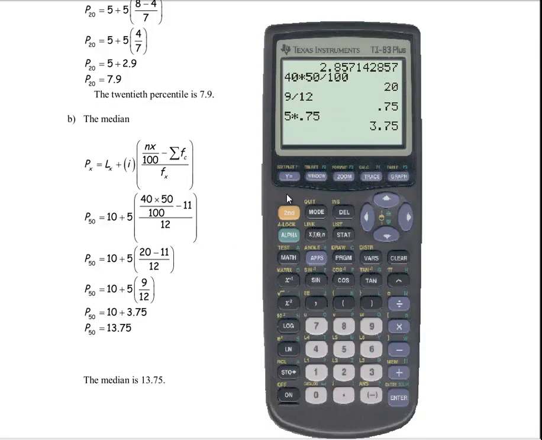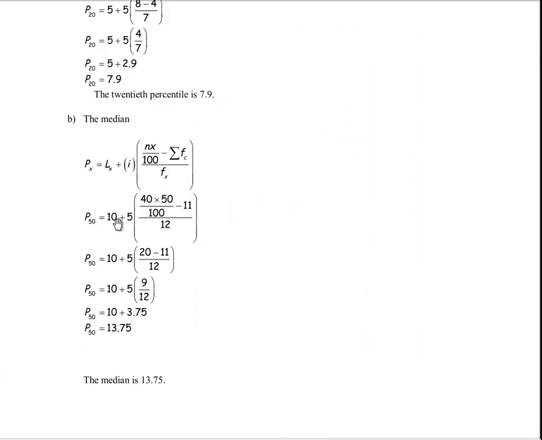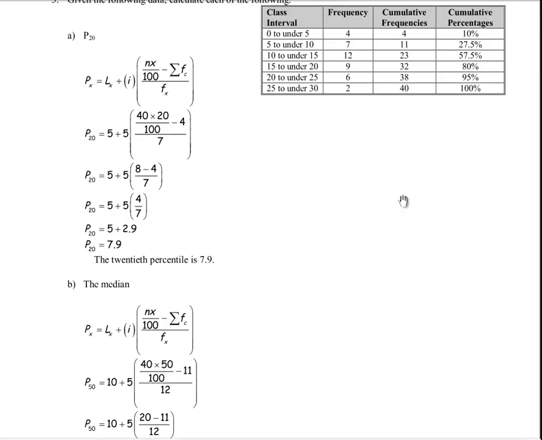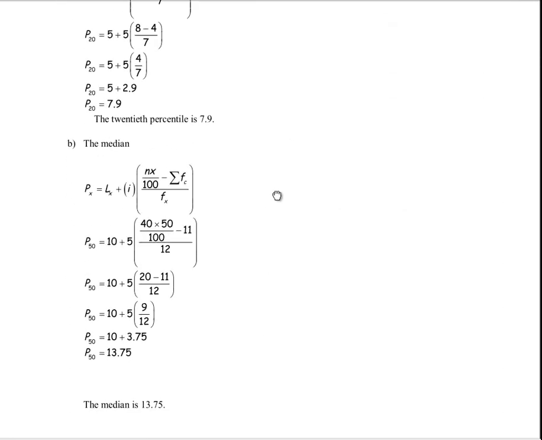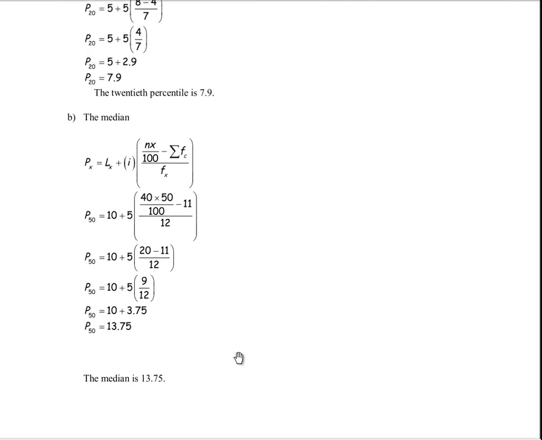I'm not sure if I talked about the 10 here. 10, of course, is the bottom of this interval, so we're talking about the third interval, so that's why 10 would be the L_X. So the median is 13.75.